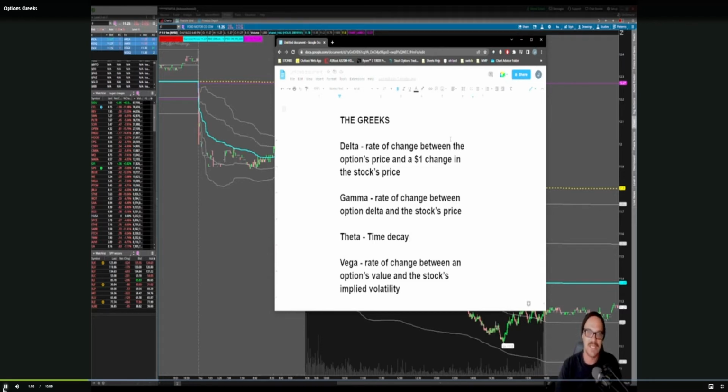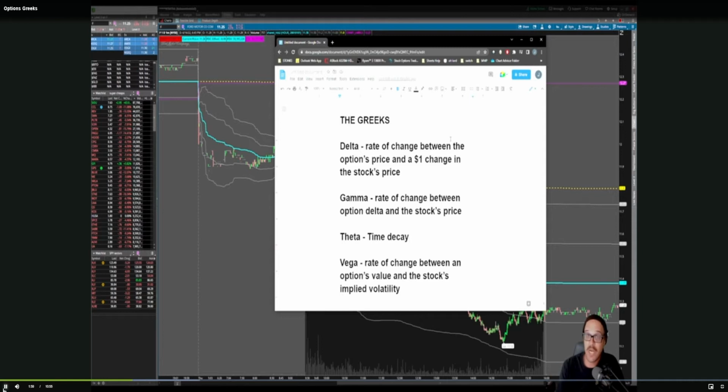So the Greeks. The first one you're probably going to see or pay attention to, or if you're new to it, you're not going to pay attention to any of them, but delta. You can see this on option chains, and the delta is the rate of change between the option's price and a $1 change in the stock's price. Let me repeat that. It's the rate of change between the option's price and a $1 change in the stock's price.